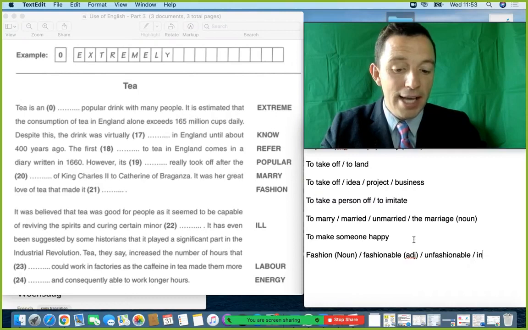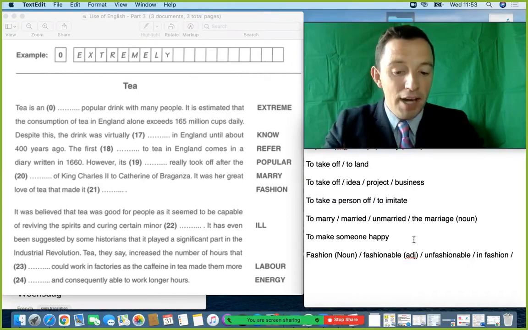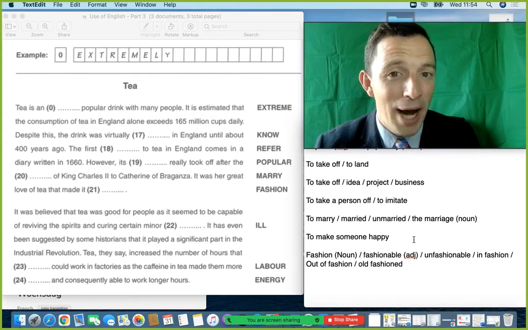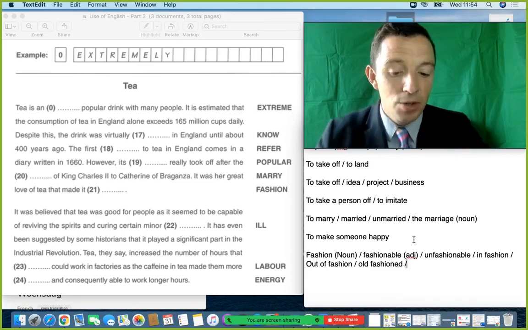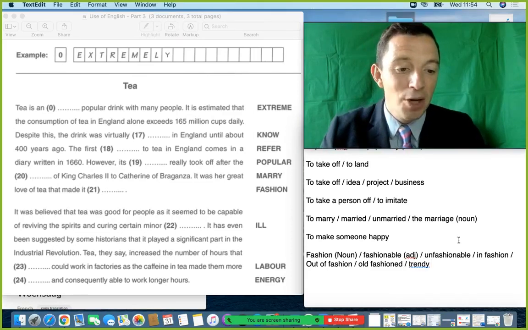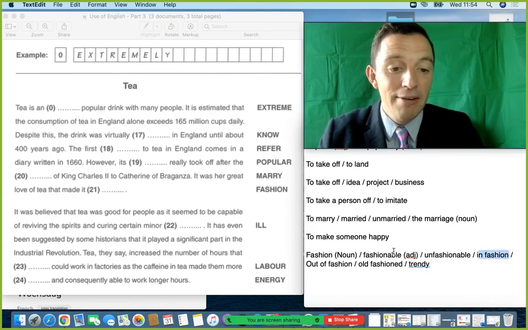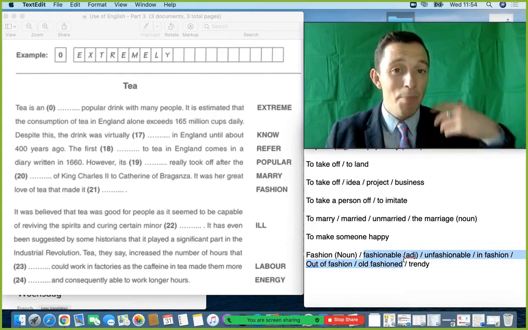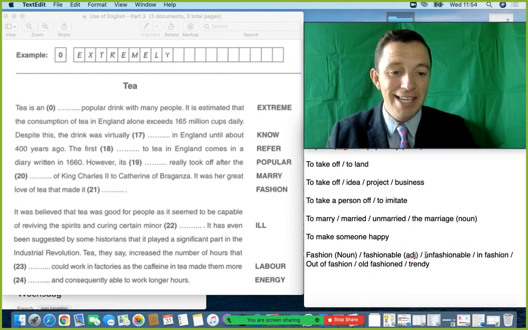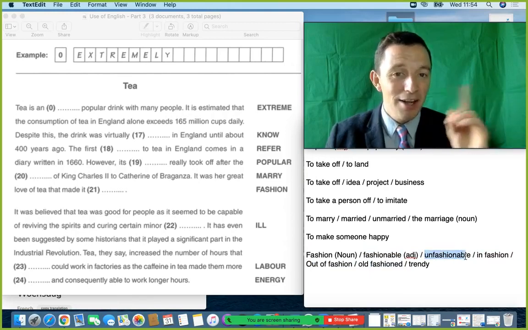We would always say in fashion, and out of fashion is very typical as well for the negative. So if something is in fashion or out of fashion, or you can also say old fashioned. So these are the words, this is the vocabulary in relation to the word fashion. Trendy is very similar as well. So trendy is almost the same as in fashion. Fashionable is the adjective, which means very popular. Unfashionable is the negative with the significance not popular.